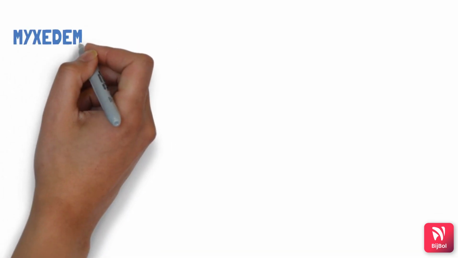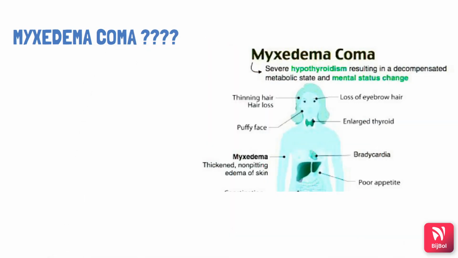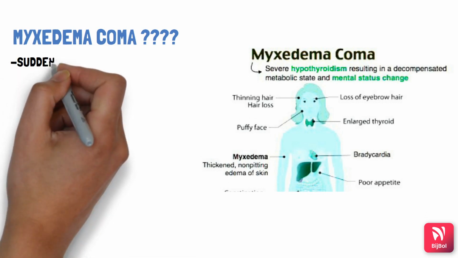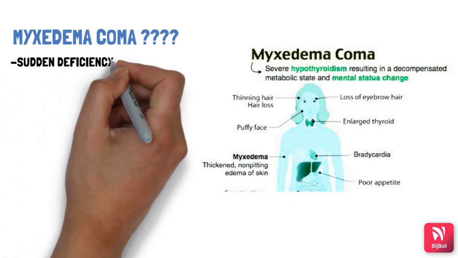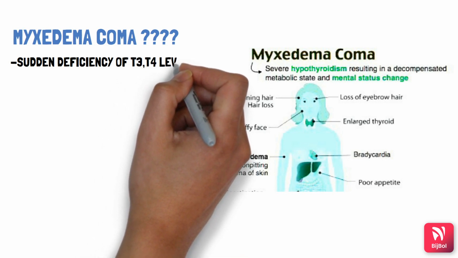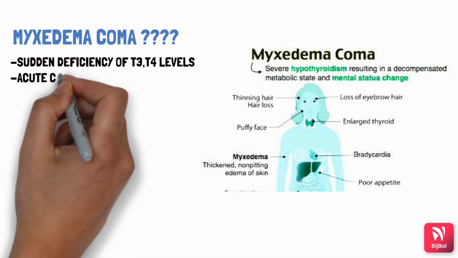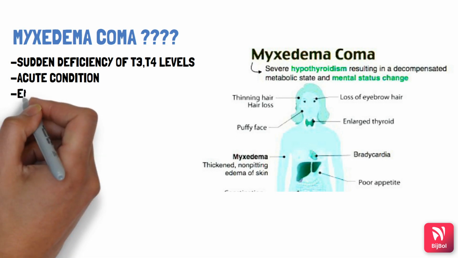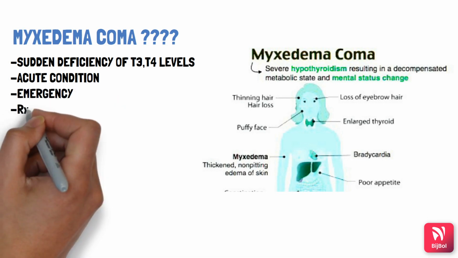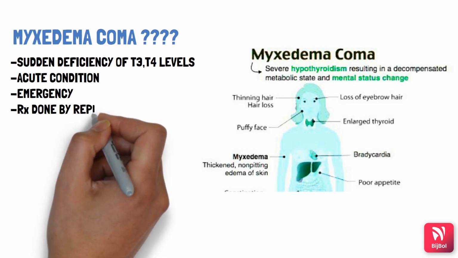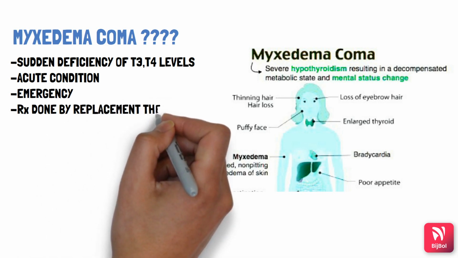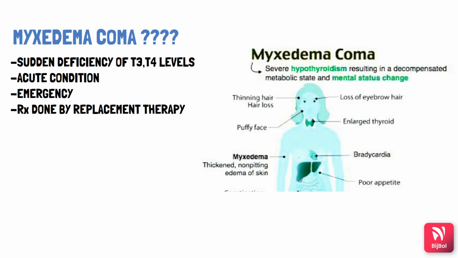One last thing I want to share is about myxedema coma. What is myxedema coma? It is the sudden deficiency of T3 and T4 levels in the body, because of which the patient ends up in a myxedema coma. It is an acute condition that develops in a short span of time. It is an emergency condition where we have to replace the thyroid hormones in the patient as soon as possible, again by replacement therapy.